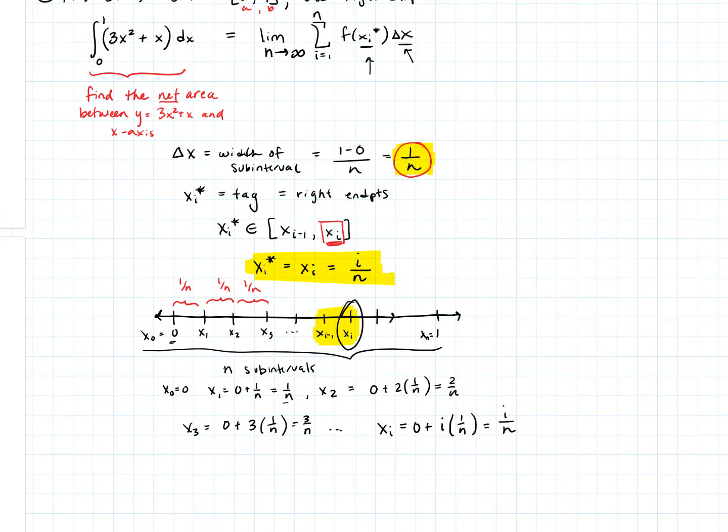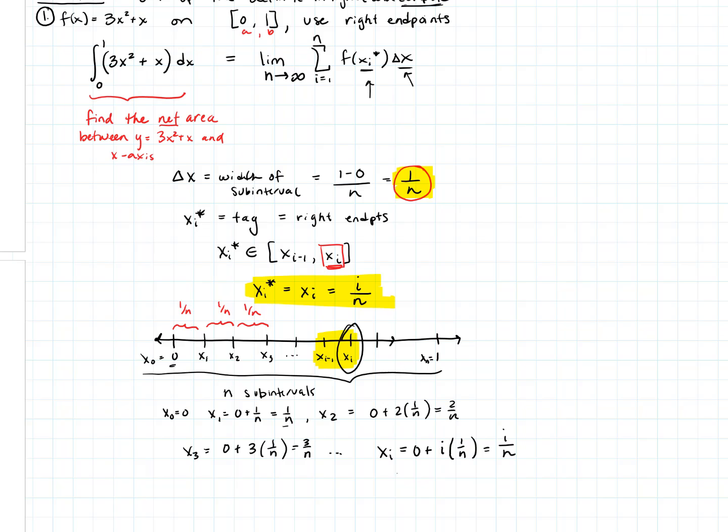So let's go back to our integral. And our integral now, I'm going to just come right back up here. We have the work down below. Our integral is equal to the limit as n goes to infinity of the sum of f of, remember, x sub i star is equal to x sub i, which is i over n. So it's going to be i over n times delta x, which was 1 over n. Now this is from i equals 1 to n. So we are almost there.